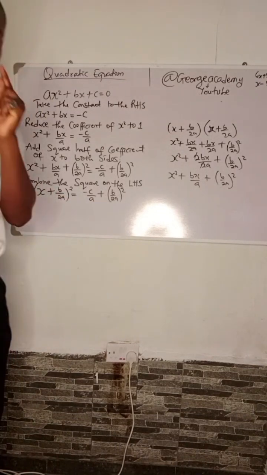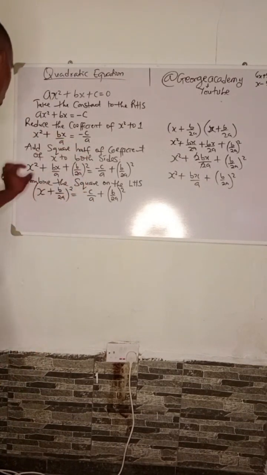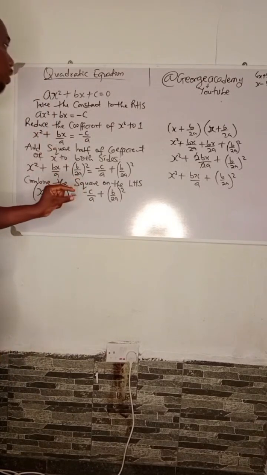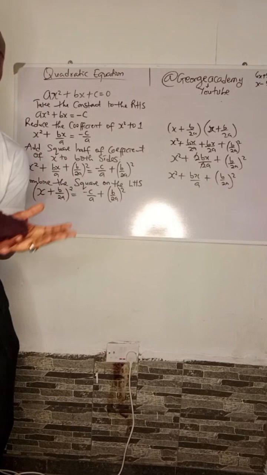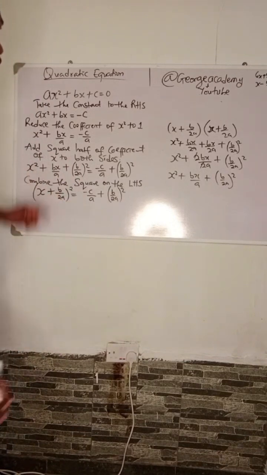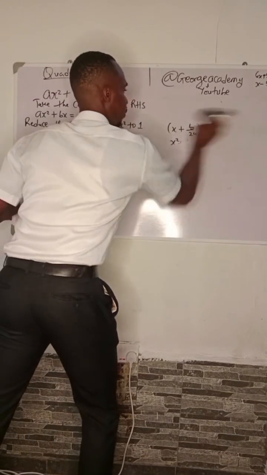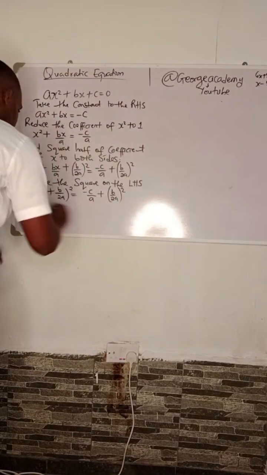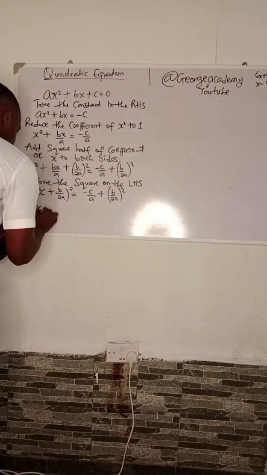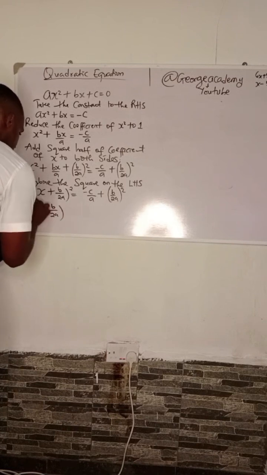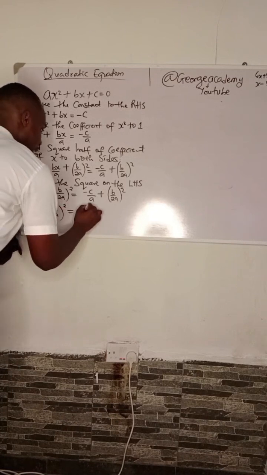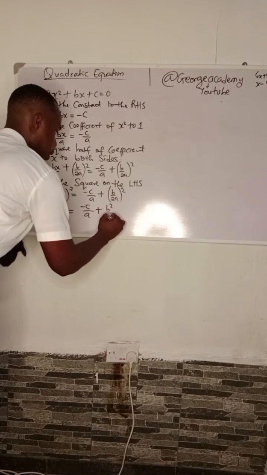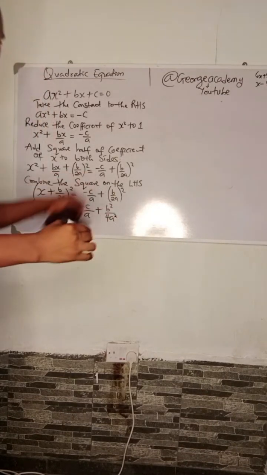So just remember this. Anytime you are combining the square, you only combine these two expressions and you leave out this, because if you expand this bracket, you are going to get the value that precedes it. Now let us solve. Let us evaluate this on this side of the equality sign. So you have x plus b over 2a squared is equal to minus c over a plus b squared over 4a squared.